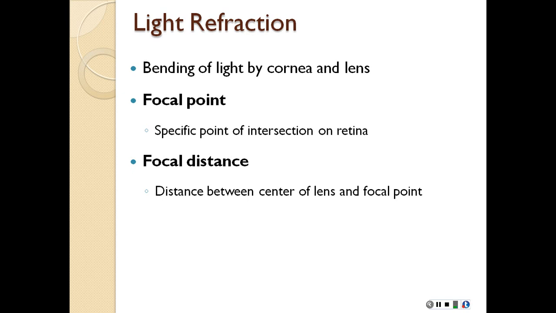Light refraction, when you see refraction having to do with the eye, the eye has various refractive components which bend light. So refraction just means the bending of light. And so the bending of light by the cornea, so when light hits the cornea, you'll see that the light rays bend slightly. And the focal point is a specific point of intersection on the retina. So wherever the light ends up meeting up with the retina is the focal point. And the focal distance is the distance between the center of the lens and that focal point.